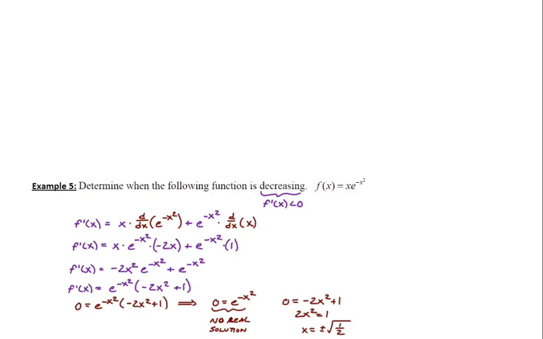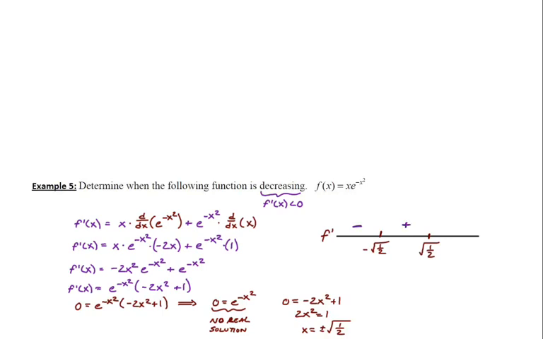So with those two x values, I'm going to make a chart. Negative square root of 1/2, positive square root of 1/2, and I'm making a chart for the derivative. I'm going to check values to the left of negative square root of 1/2, in between negative square root of 1/2 and square root of 1/2, and to the right. You should verify that negative square root of 1/2 is about negative 0.707. So I'm going to check negative 1 or negative 2 or any negative number really, as long as it's less than negative 0.707. Plug that into the derivative, and what I should get is a negative number.